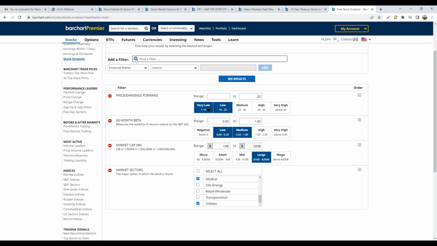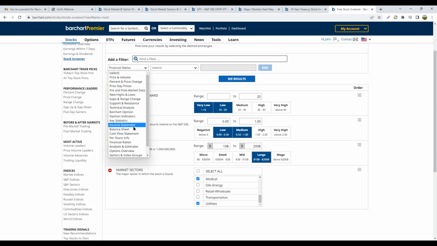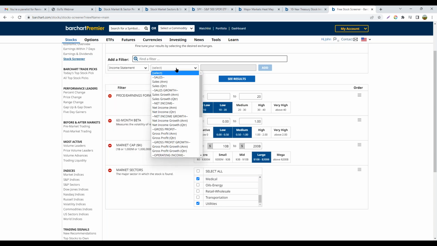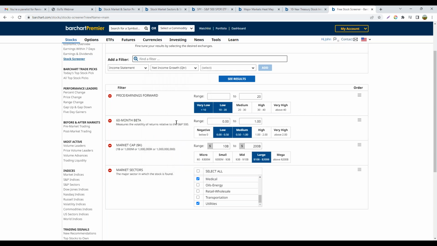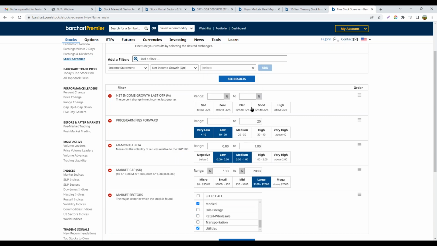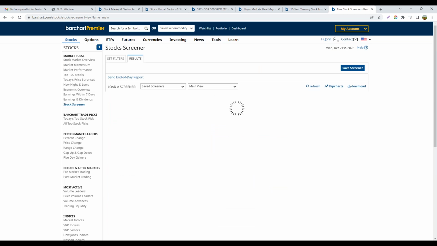And then finally, not only do I want to see these stocks, I want to see which one of these stocks is actually doing well. So how can I do that? Well, let's think about some kind of income statement measurement. Maybe we could look at net income growth, over the last quarter, the last 3 months, and let's look for good growth, right? And what do we get? Let's just search on this.